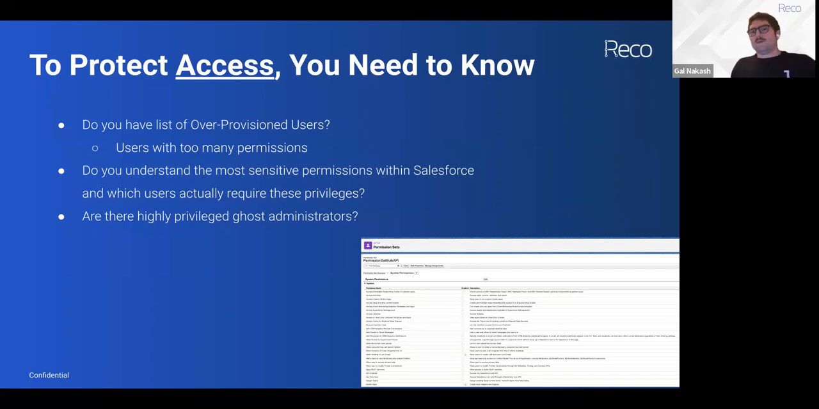Second, you need to understand the most sensitive permissions in Salesforce. For example, a sales team working on opportunities should not have access to update support cases and vice versa. And the last one is the highly privileged ghost administrators. Most Salesforce platforms are implemented by a vendor or contractor, and some of them are inactive and are not working with the enterprise anymore and still accessible as an admin to the Salesforce tenant.